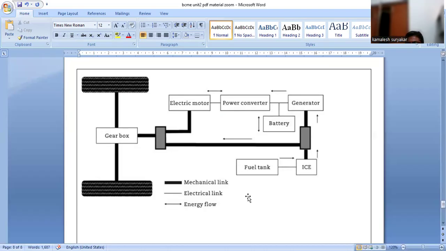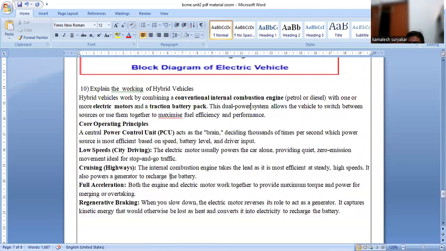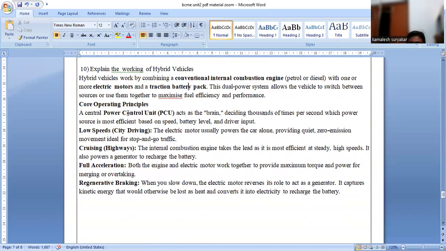So if you want to switch, you can run on fuel in the internal combustion engine, or you can switch to battery energy. Two sources are available, source one and source two. Anything is possible in this hybrid vehicle. The internal combustion engine and the acceleration both are used here. It consists of a power control unit, low speed cruising, full acceleration, and regenerative braking. Regenerative braking means that while you are braking, electricity is also generated.